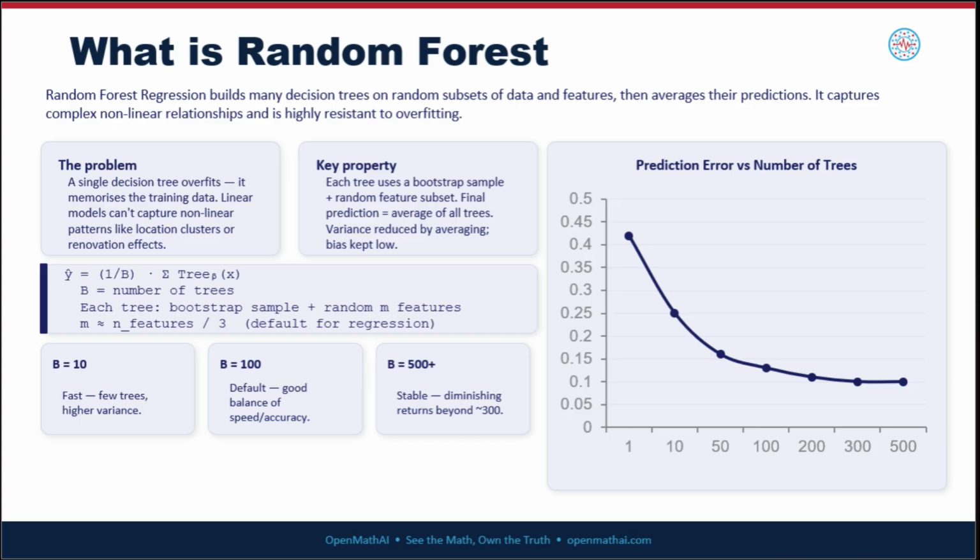Random forest creates multiple trees using random samples of the training data and a random subset of features. Since each tree learns different patterns, their combined prediction reduces overfitting and improves overall accuracy.